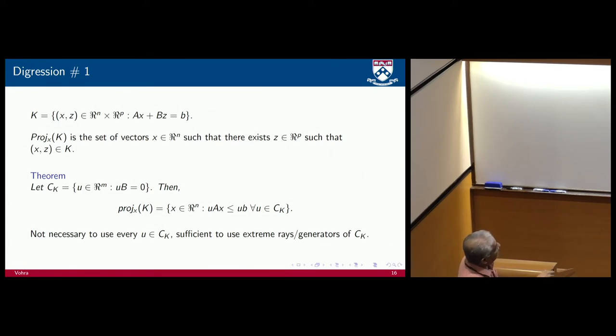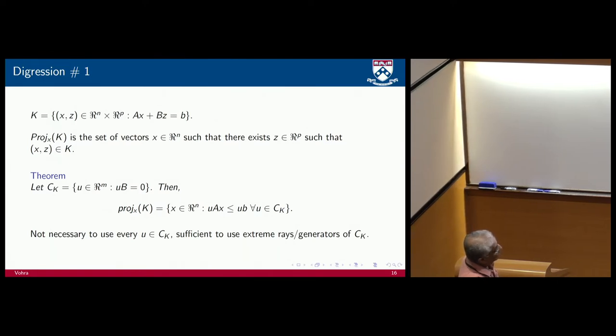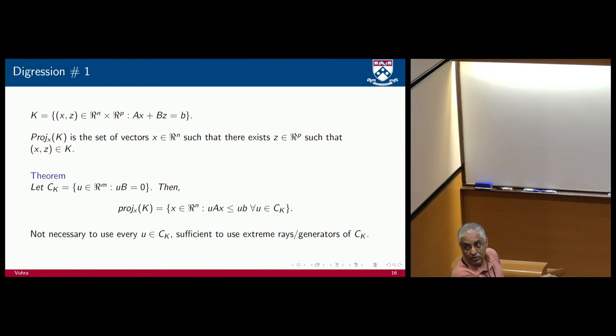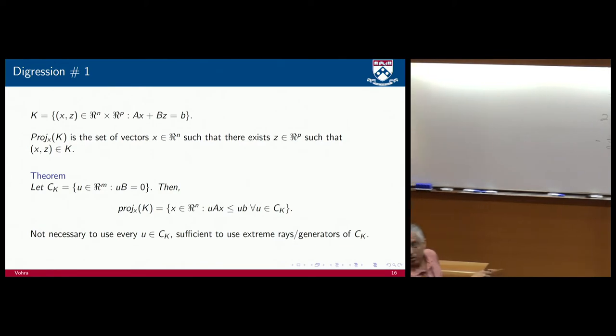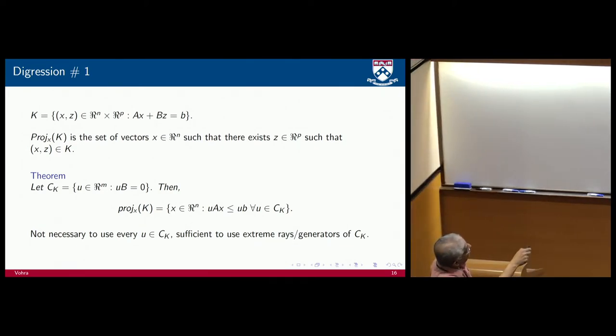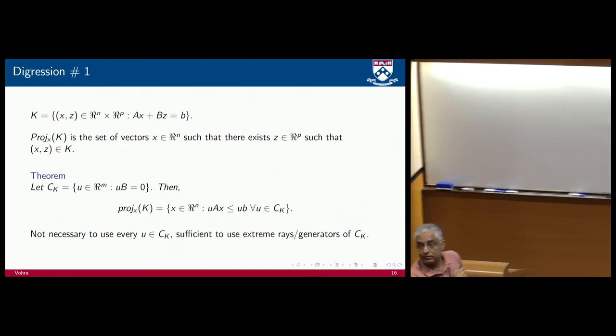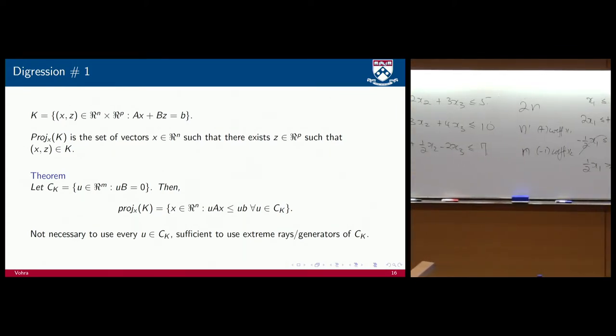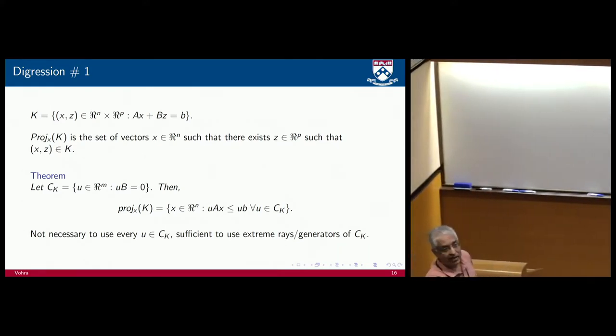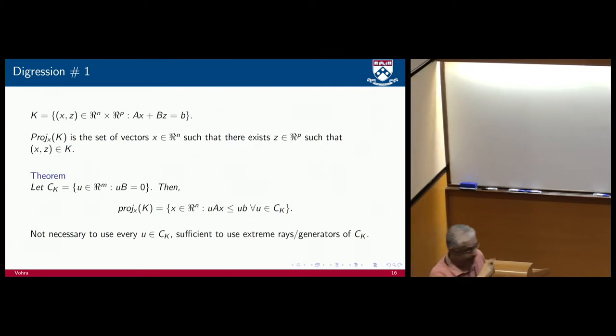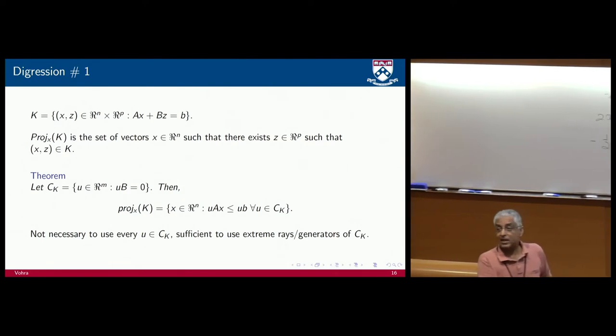What is the projection into the X space? It's the collection of following inequalities. So for every U in C subscript K, which is a cone, so for every vector in the cone U, you work out one of these inequalities. Where does this inequality come from? Multiply the left-hand side by U on both sides. UB disappears. Okay. Now, if you had inequalities here, the only difference would be that this would be greater than or equal to. If you think about the usual rules of duality, right? So equality constraints, unrestricted sign. Inequality constraints, then the variable becomes non-negative.